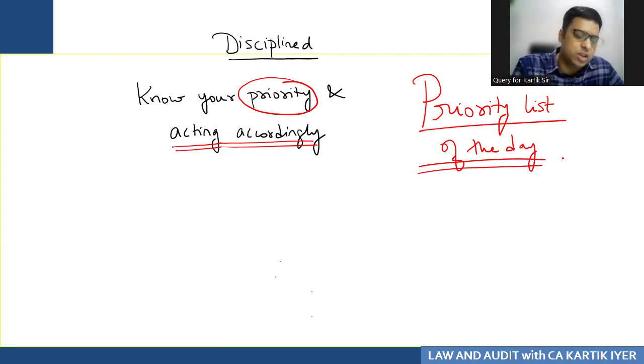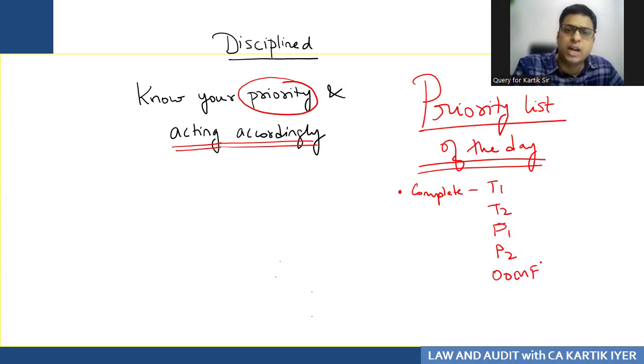So what is the priority list of the day? Let's say you put here: complete so-and-so area in the first slot, the T1 slot, complete so-and-so area in the T2 slot, complete this in the P1 slot, complete this in the P2 slot, complete this in the OOMF area. That becomes your priority because you are my CNT students. So you have your priority clear.